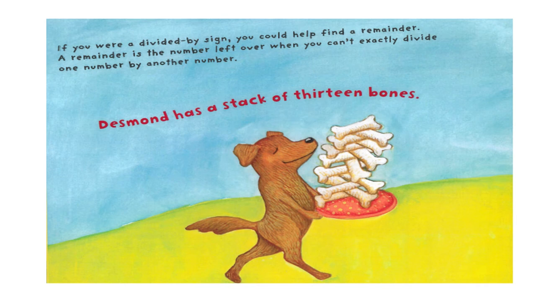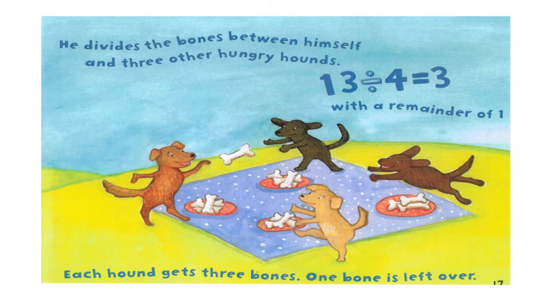If you were a divided by sign, you could help find a remainder. A remainder is the number left over when you can't exactly divide one number by another number. Desmond has a stack of 13 bones. He divides the bones between himself and three other hungry hounds. 13 divided by 4 equals 3, with a remainder of 1. Each hound gets three bones and one bone is left over.